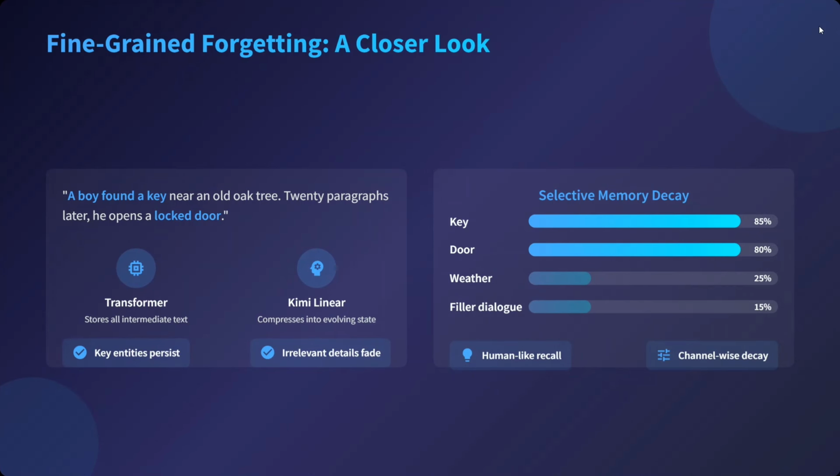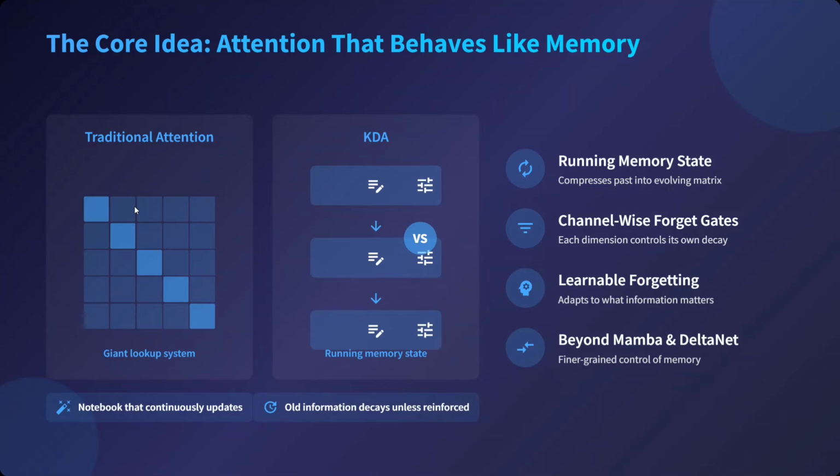Fine grained forgetting, a closer look. As you can see here, it has a selective memory decay. So in case of transformer, what will happen? It stores all the intermediate text. For every token, the information would be stored and attention would be calculated. In case of Kimi Linear, that won't happen. It would be forgetting certain words that are not necessary, and will keep only the important ones. The core idea: attention that behaves like a memory. It has a running memory state. So as you are passing through the input, it's not maintaining attention for everything, but it is remembering the important stuff, forgetting the things that are not required. Learnable forgetting, channel wise forget gates are present.